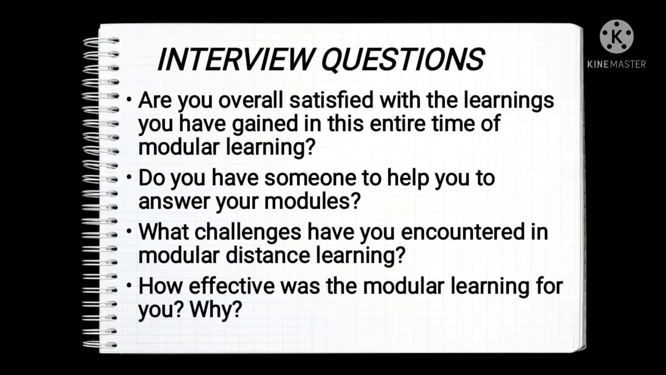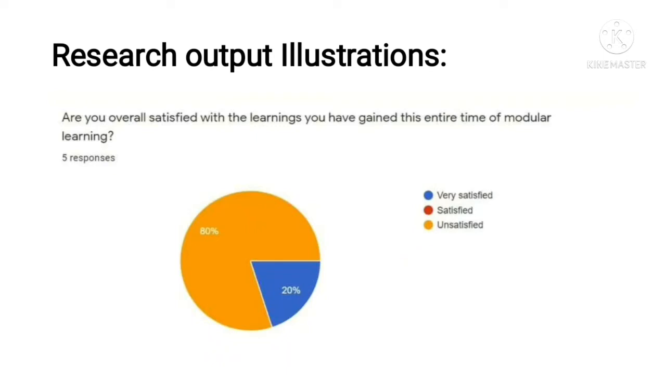Their satisfaction, support, difficulties, and effectivity of modular learning style. We will go to the first one, which asks about the satisfaction of the learners about what they have learned in this entire time of modular learning. The indicators are very satisfied, satisfied, and unsatisfied, which are indicated by different colors. As we can see in the graph, 20% of the responses are very satisfied, and the rest of the graph, which is 80%, belongs to the unsatisfied responses of the students.